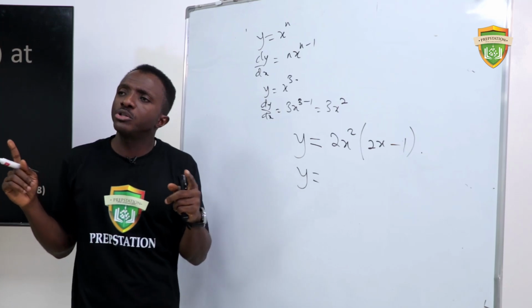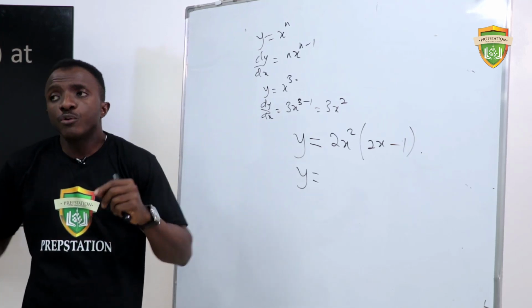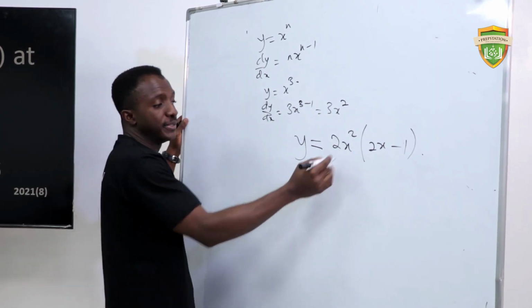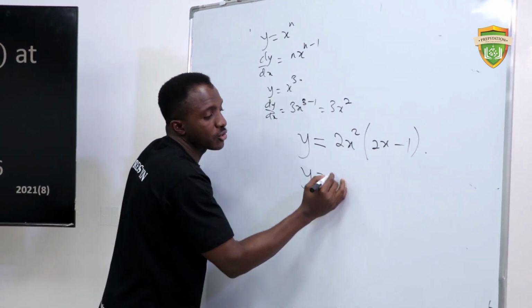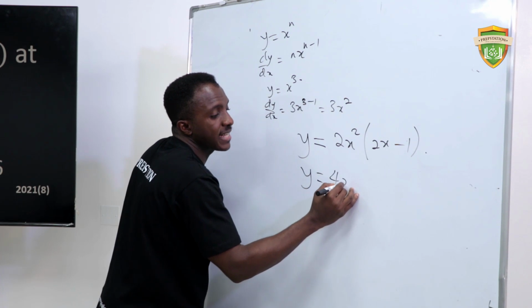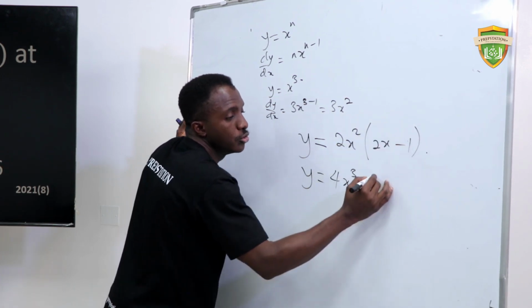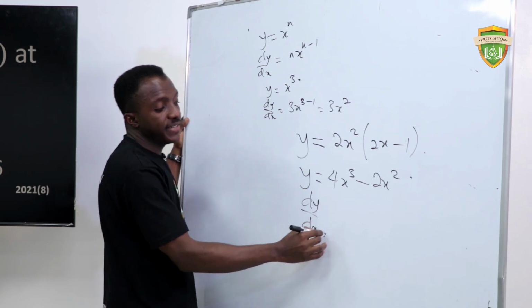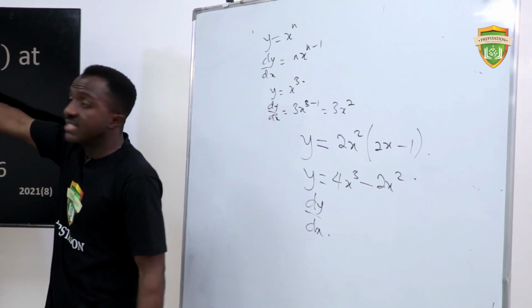Remember, I told you when you're doing JAMB, you have to look for shortcuts. So the shortest cut to solving this question is to open the bracket. If you open the bracket, 2 times 2 is 4, x squared times x is x cubed, minus 2x squared. Now we can find the derivative. Another way of saying that is differentiate that.